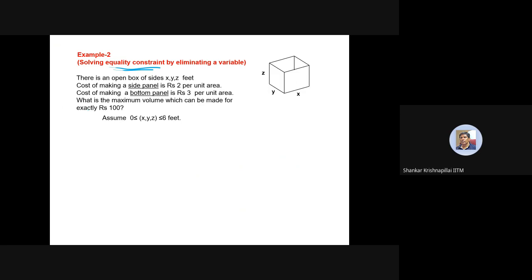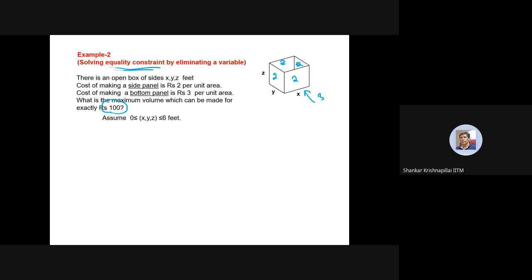There is an open box of sides x, y, z feet. The cost of making a side panel is ₹2 per unit area, and the cost of making the bottom panel is ₹3 per unit area. What is the maximum volume which can be made for exactly ₹100?